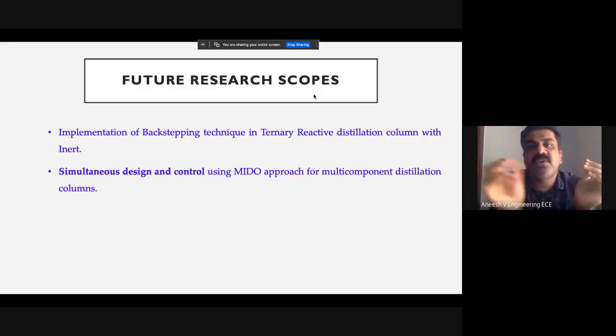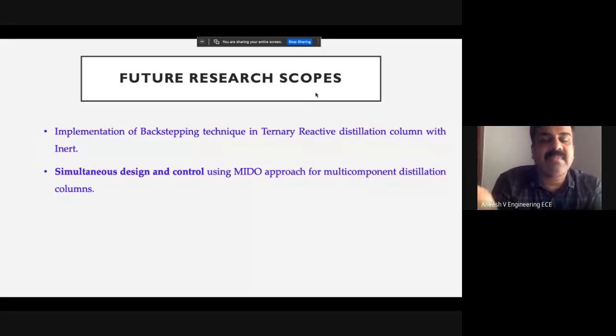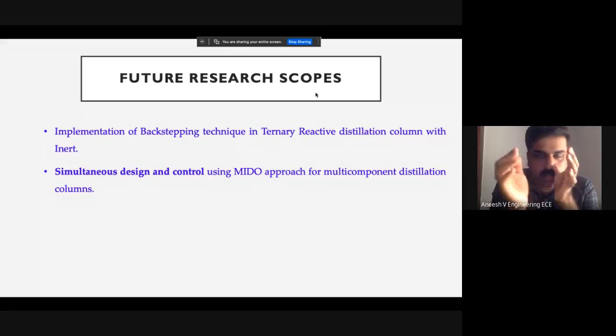There is one software known as GAMS, General Algebraic Modeling System. This software is used exclusively for optimization. If you use this for optimization, you will get results in 45 minutes. You can randomly check n number of systems with this, but you should be thorough about optimization. This technique is known as simultaneous design and control. So, along with the backstepping technique, if you implement simultaneous design and control, you have a good research area on that.